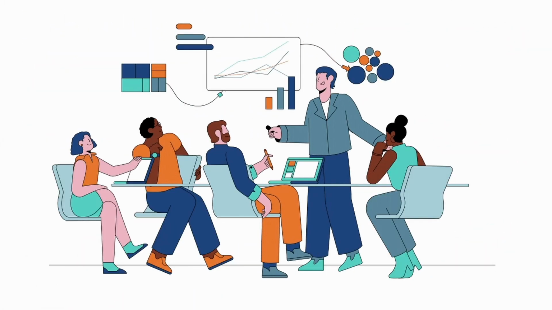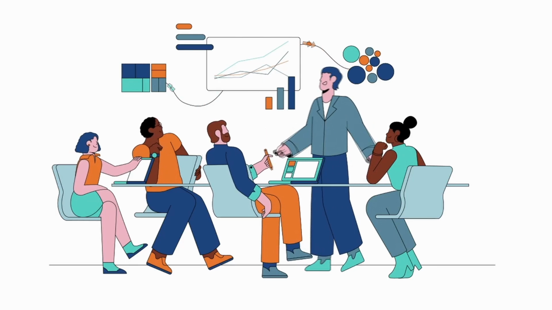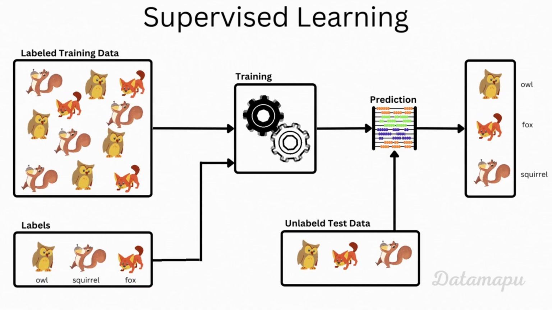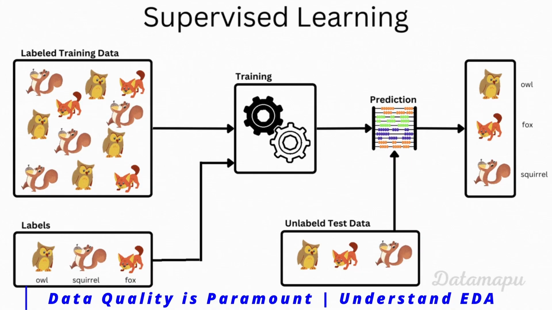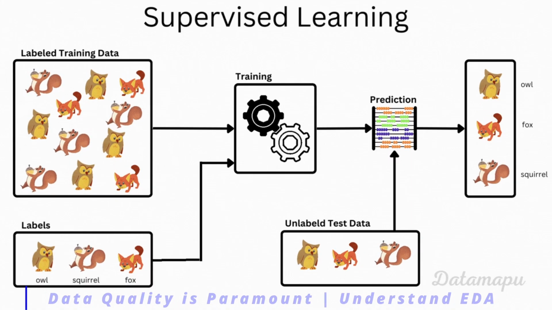That's a great analogy. Yeah, supervised learning is a huge part of machine learning. It's all about using labeled data where we already know the right answer to train a model. The model learns to map inputs to outputs. But, and this is crucial, it all hinges on the data. Garbage in, garbage out, as they say. Data quality is absolutely paramount.